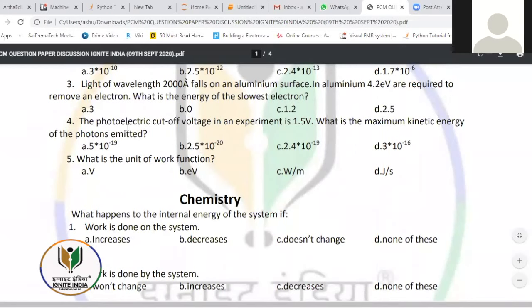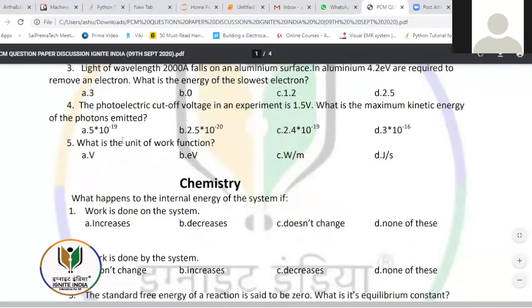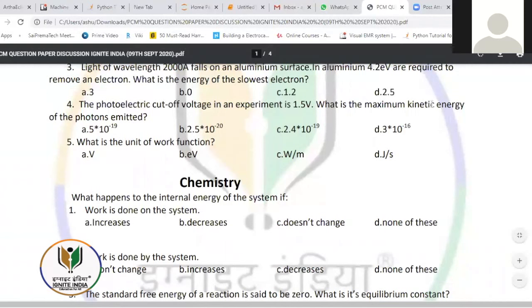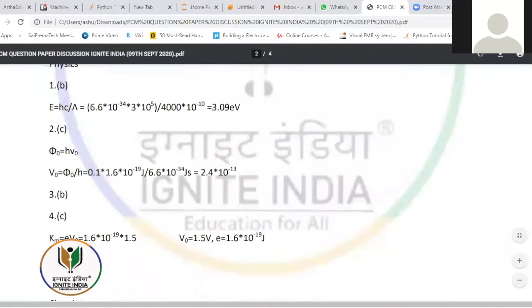Next, the photoelectric cutoff voltage of an experiment is 1.5 volt. What is the maximum kinetic energy of the photons emitted? Okay, cutoff voltage is 1.5 volt. They have asked for the maximum kinetic energy. See, Km is equal to e into V naught. E, the electron charge, is 1.6 into 10 raised to minus 19, into the voltage, which is 1.5, given in the question. The maximum kinetic energy formula is this, e into V naught.